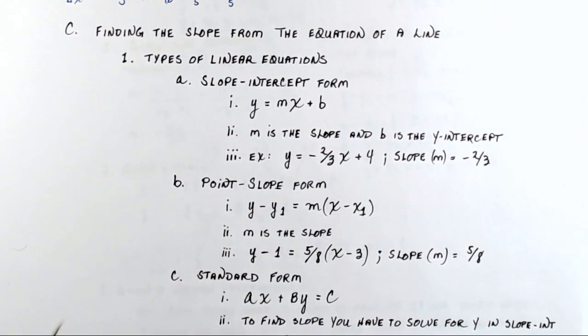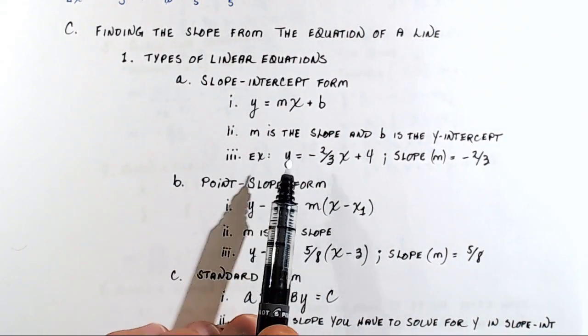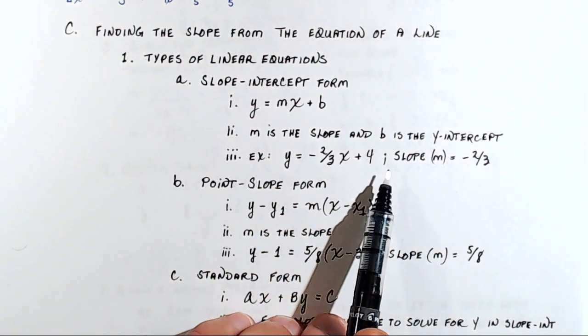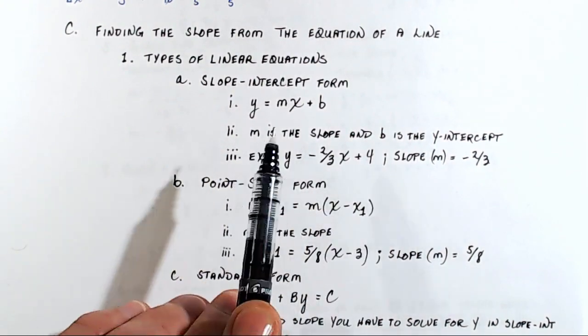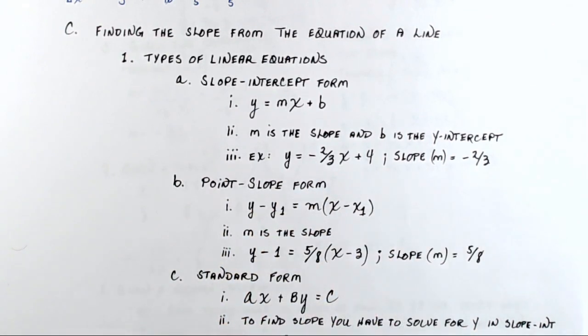Here's an example. You can really read the slope off the equation in this example. Y equals negative 2/3 x plus 4. Because m is the slope and y equals mx plus b, then negative 2/3 is the slope.